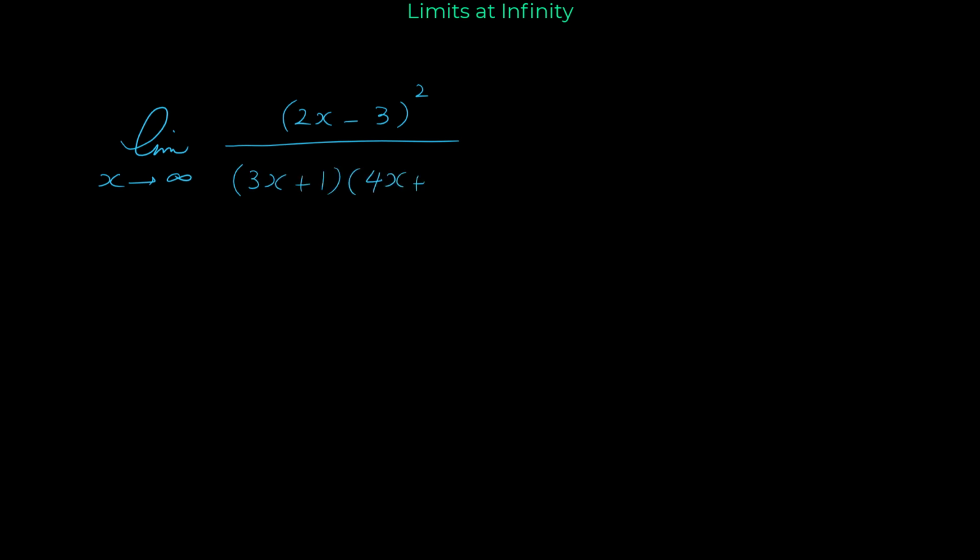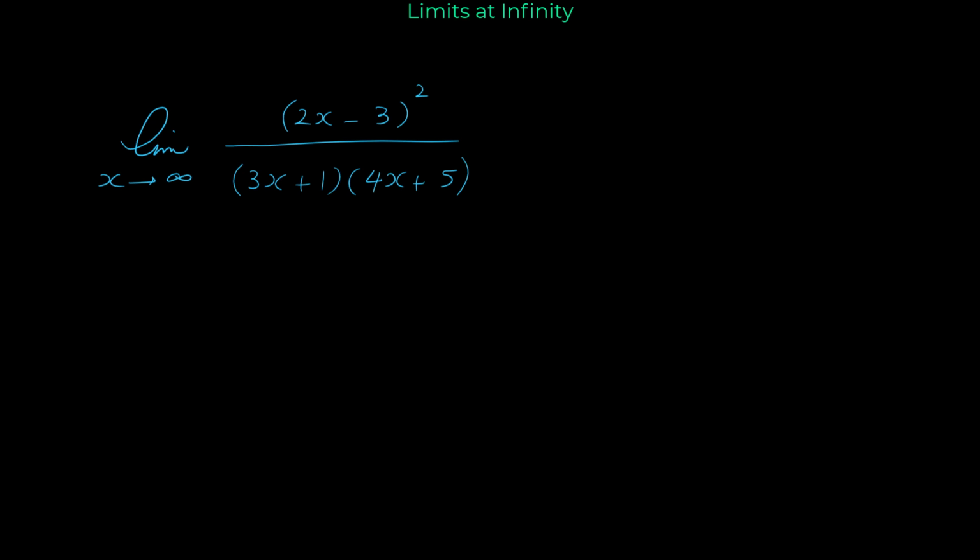Let's do another example with the shortcut method and the long method. Look at this question. We want to find limit of x approaches infinity of this: 2x minus 3 to the power of 2 over 3x plus 1 times 4x plus 5 as x approaches infinity. Here, it's not completely clear what is the highest degree of denominator. We know that for finding these limits, we have to divide the numerator and denominator by highest degree of denominator.